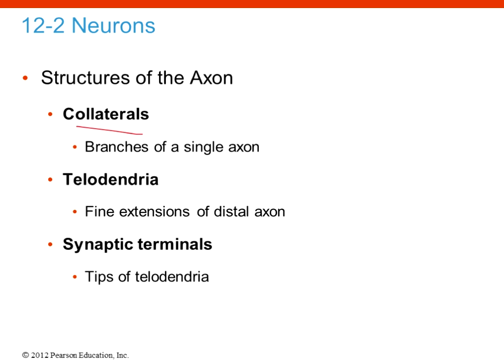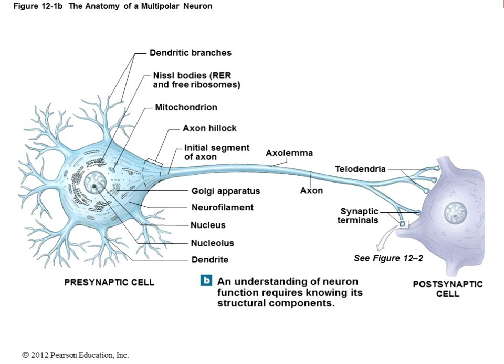The axon will branch into what are called collaterals, and then ultimately telodendria, which are fine extensions of that axon, and they will end, which we've talked about before, at what's called a synaptic terminal. Right? These are the tips of the telodendria where communication with the target occurs.